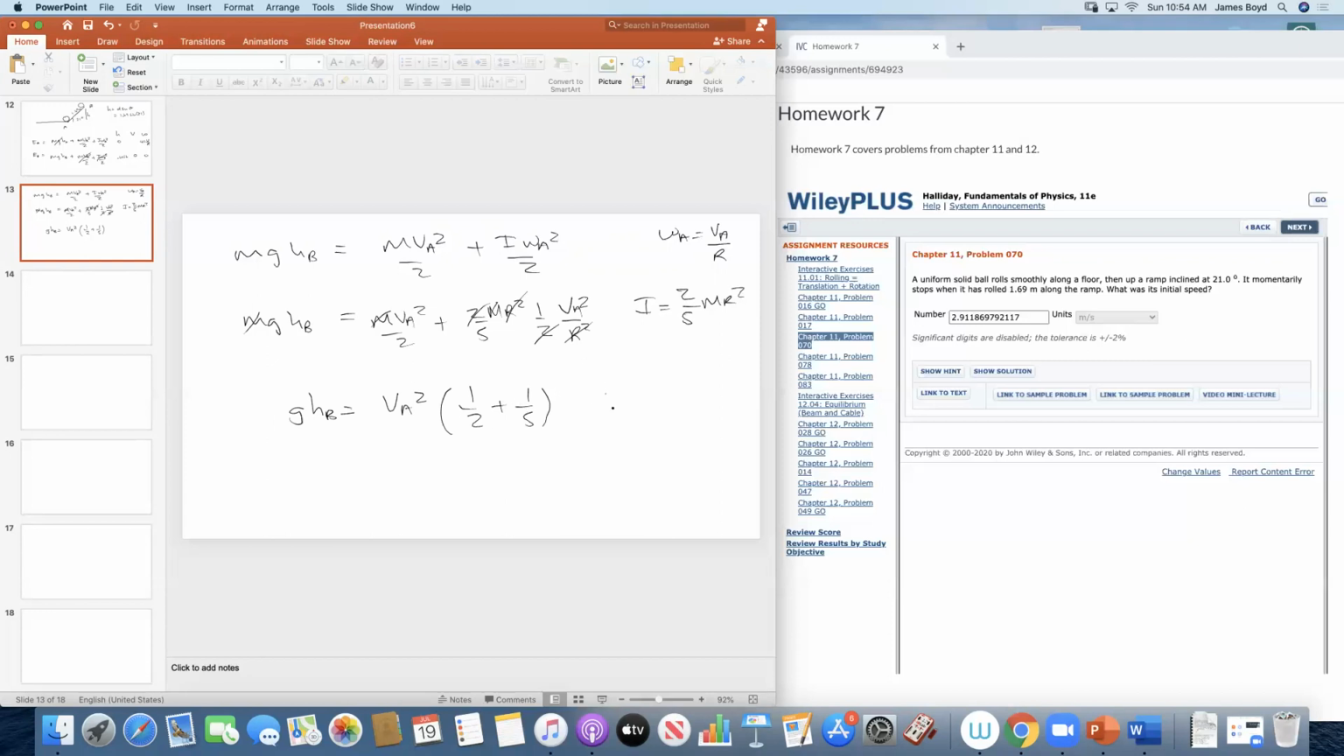And what I really get is vA squared is 10/7 times g times hB. And I already found hB, but we can write it in again. So vA is equal to the square root of 10 over 7 times g times d sine of 21.